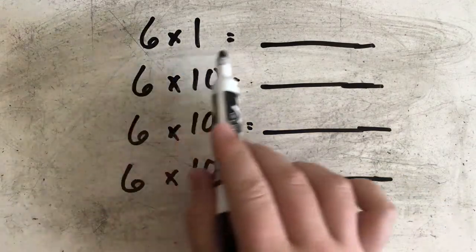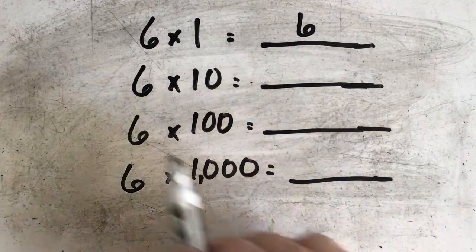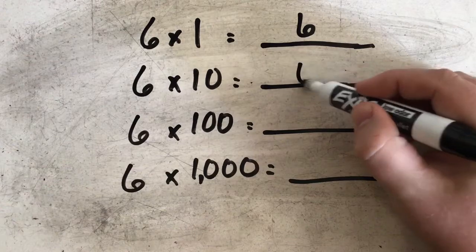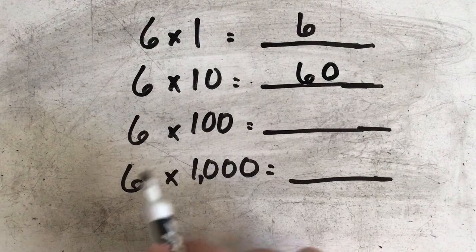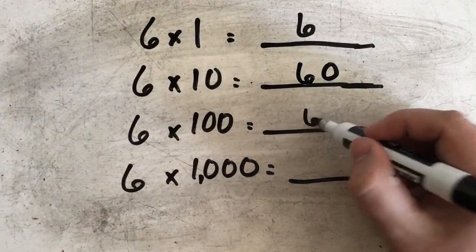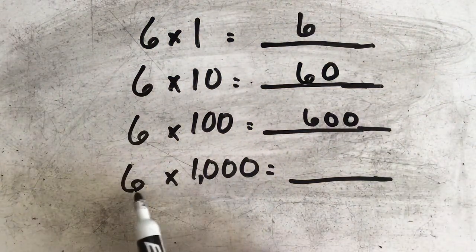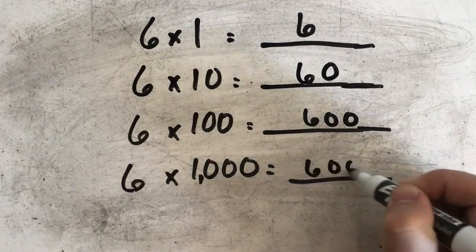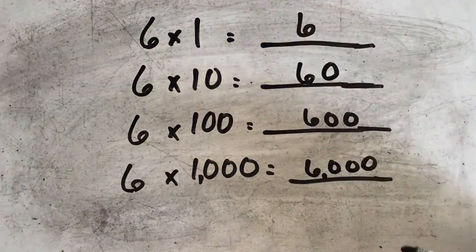So if I start with the smallest one here, 6 times 1 we know is simply 6. 6 times 10 is also a basic fact. We know that 6 times 10 is 60. 6 times 100 would be 6 100s, or 600. And 6 times 1,000 would be 6 1,000s, or 6,000. And what we see here is a pattern that's kind of forming.